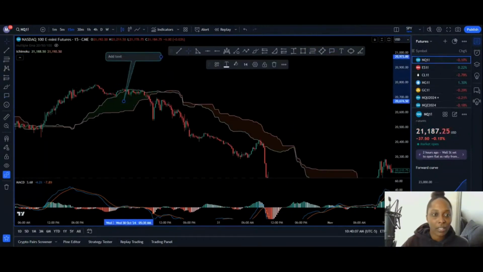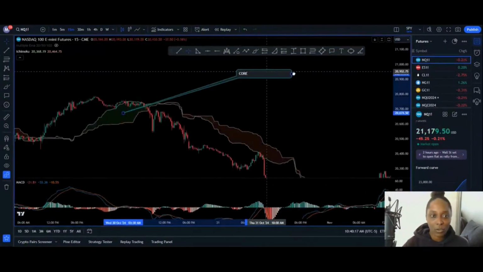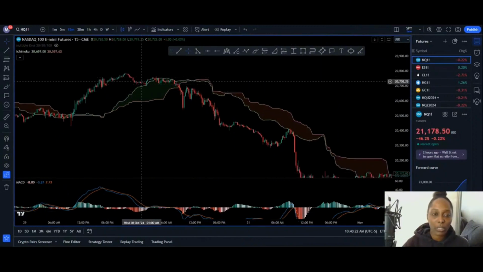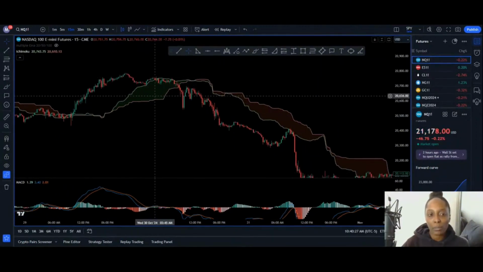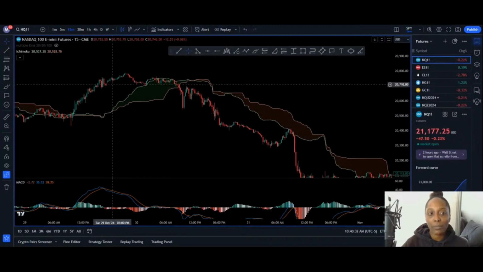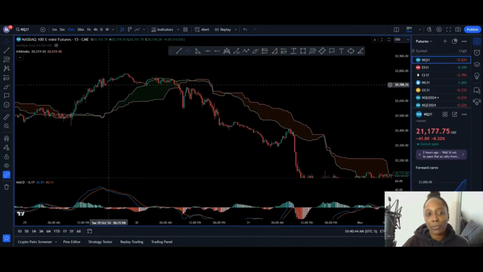And the cloud here, that is what you can consider the core of the cloud. So that is the core, or that is the cloud. Now, the bigger the core or the bigger the cloud, the more momentum there is in that particular trend. So in this case, we have an uptrend. Notice how price finds support at a level, and it breaks up through the cloud.